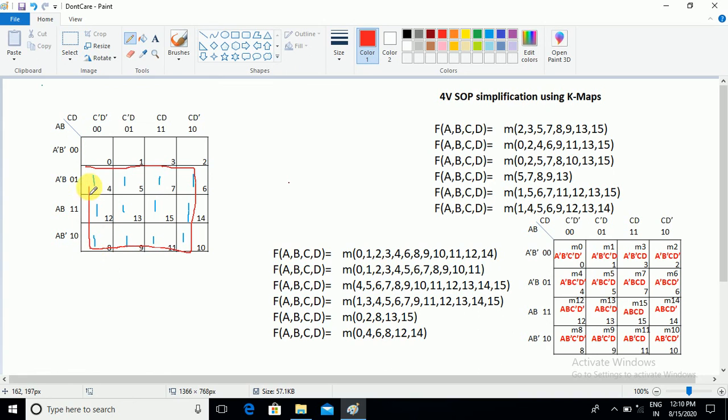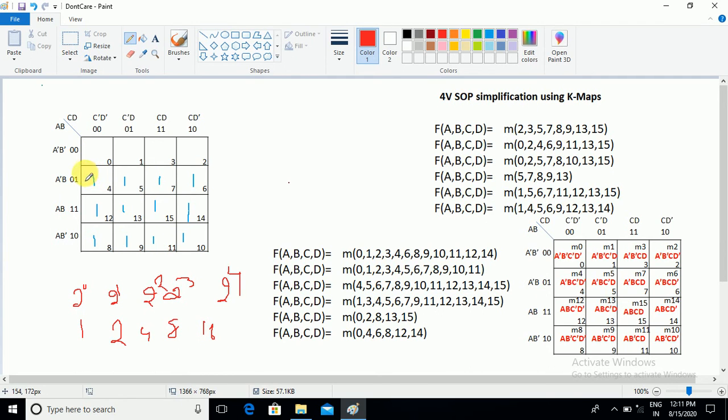What is our rule of the grouping? The rule of the grouping is powers of 2. 2 power 0 you can do, 2 power 1 you can do, 2 power 2 you can do, 2 power 3 also, up to 2 power 4 for a 4 variable K map. That means a 1 cell group, 2 cell group, 4 cell group, 8 cell group, and 16 cell group for a 4 variable K map.